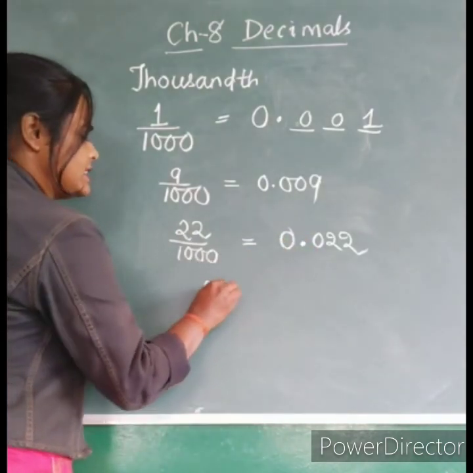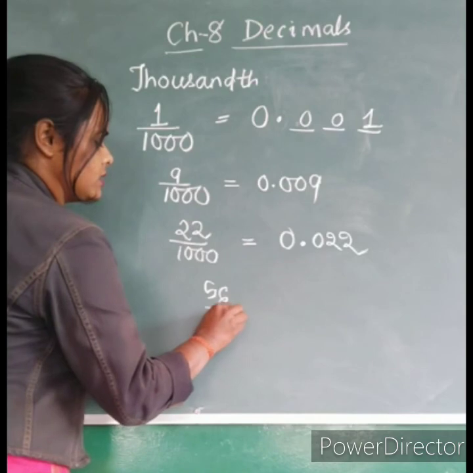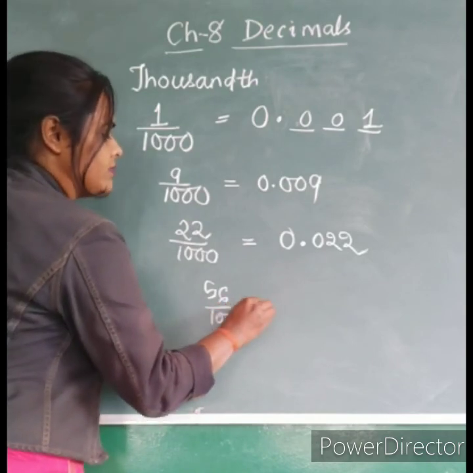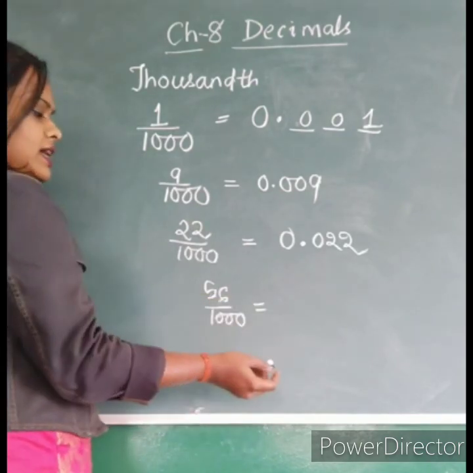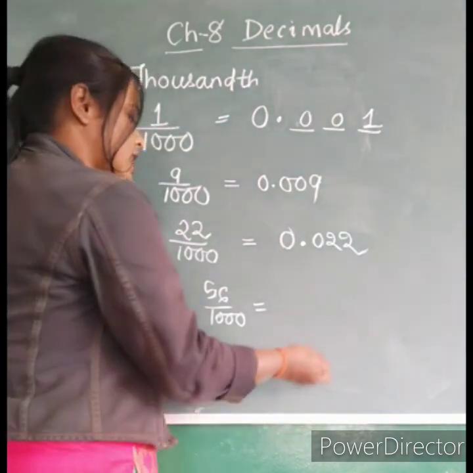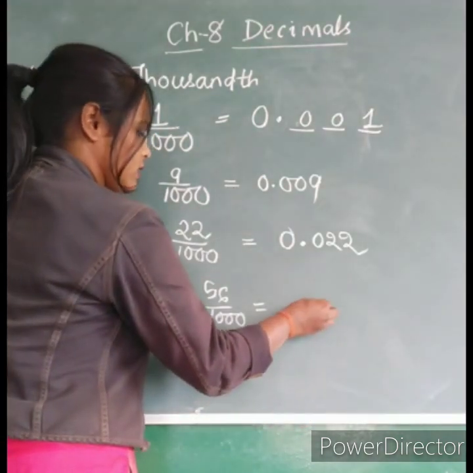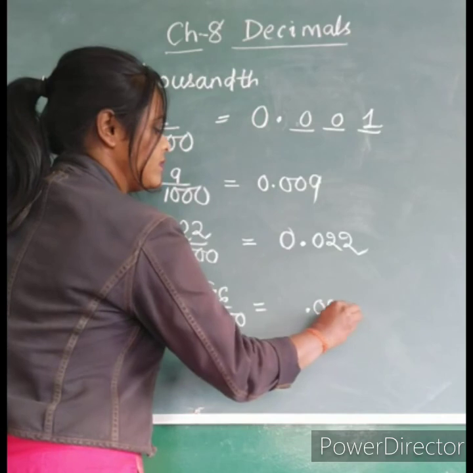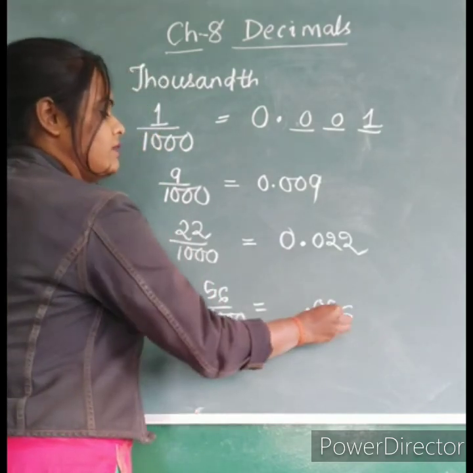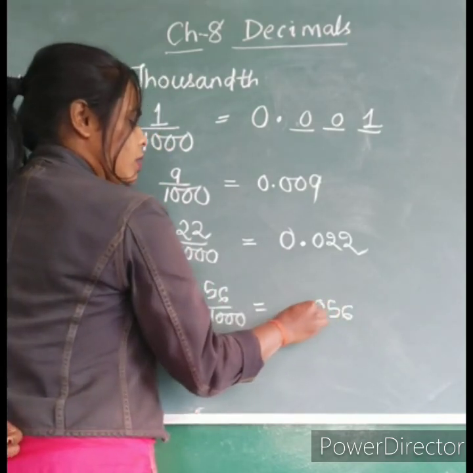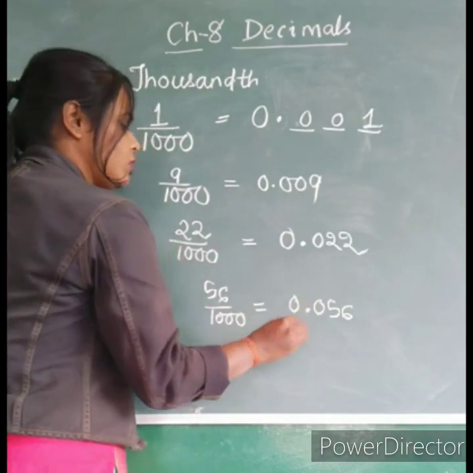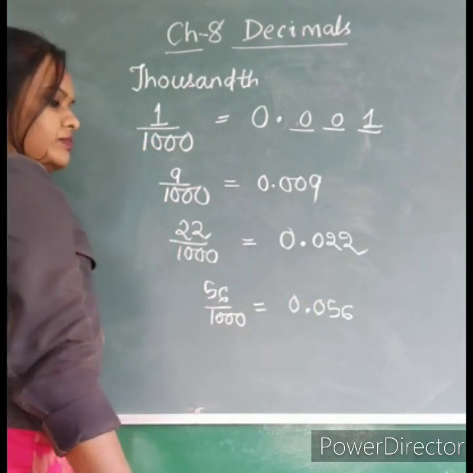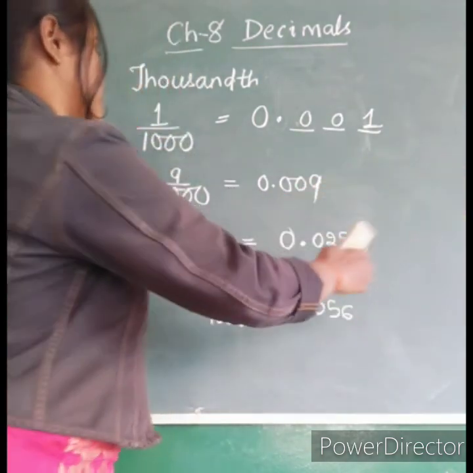Then 56 by 1000. So here only 2 digits are there, but we need 3 digits after the point. So after the point I will write down 056. I will put 0 in the front, not at the back. So 0.056, and I will put 0 before the point. Let's take some more examples.